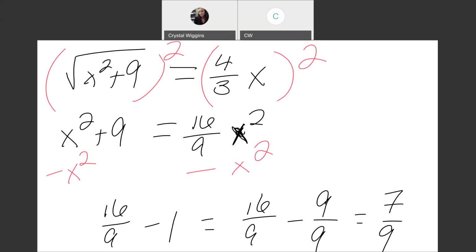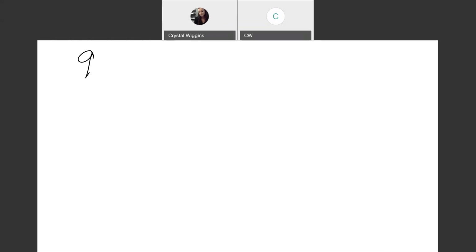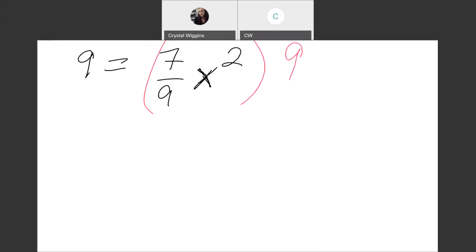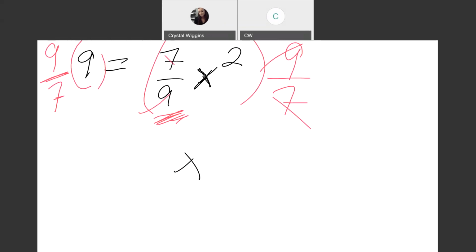So this gives us 7/9 x squared on the right side and a 9 still on the left side. So we have 9 is equal to 7/9 x squared. The last step is to multiply both sides by 9 over 7. It's the reciprocal of this fraction so that the 9's cancel and the 7's cancel, leaving us with just x squared. And on this side, we have 81 over 7. Okay, so now we have 81 over 7 is equal to x squared.